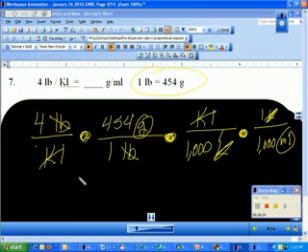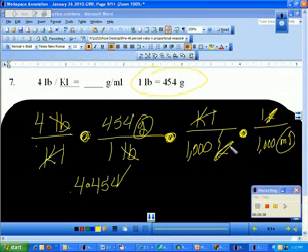So now we're just going to multiply straight across. We're going to do 4 times 454. Don't forget about your grams that are up at the top. Over 1 times 1 times 1,000 times 1,000 is going to give you 1, 2, 3, 4, 5, 6 zeros. So that's going to be over 1,000,000. This is going to be a pretty little tiny number we're talking about here.